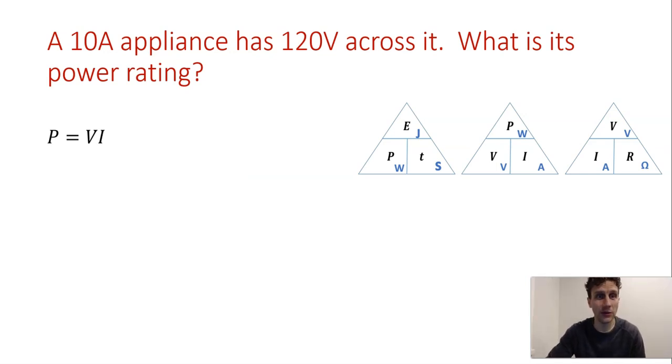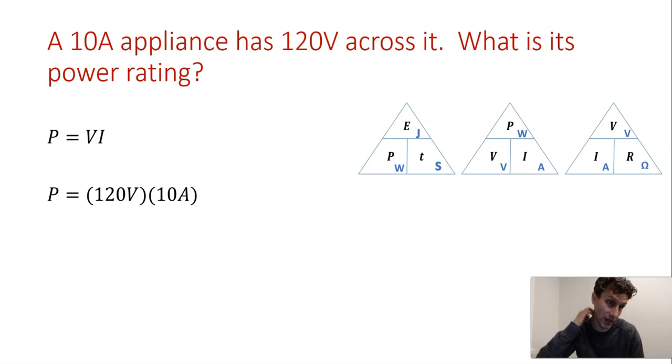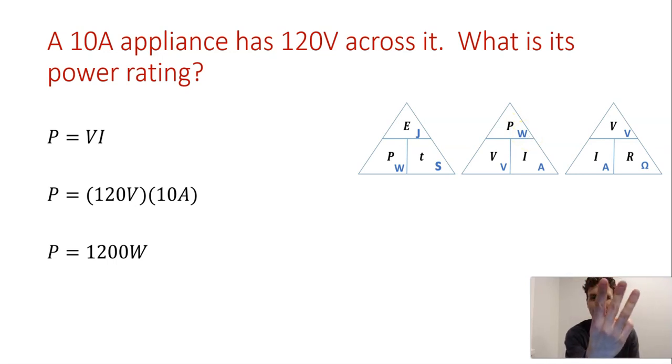And we're going to put those values in. The voltage is 120 volts. The current is 10 amps. Now we can solve. 120 times 10, that is 1,200. And what is power measured in? Right, we are solving for power. Power is measured in watts. So there is our final answer. And a question like that on the test is worth 3 marks.